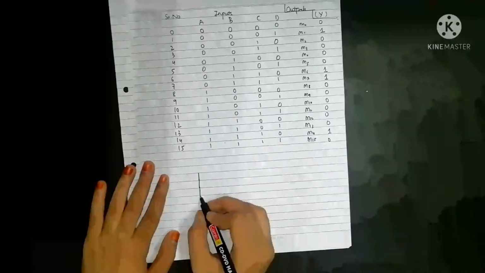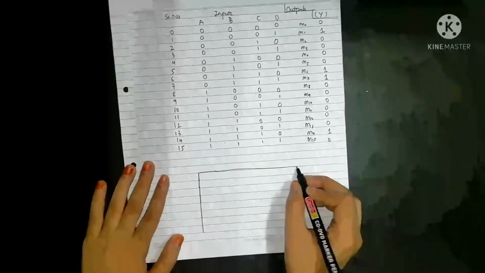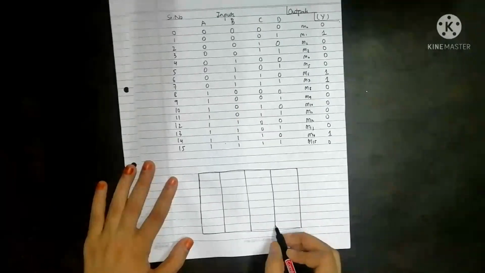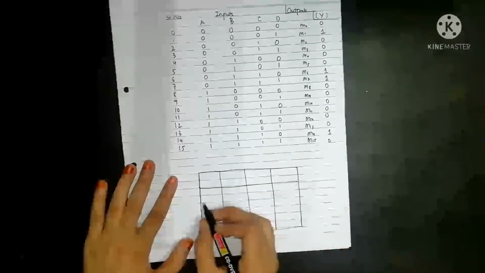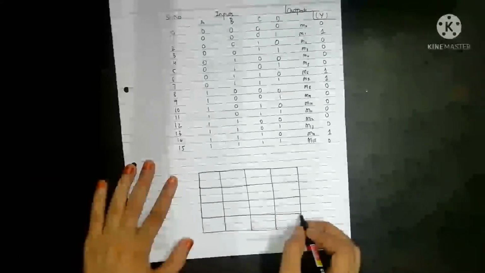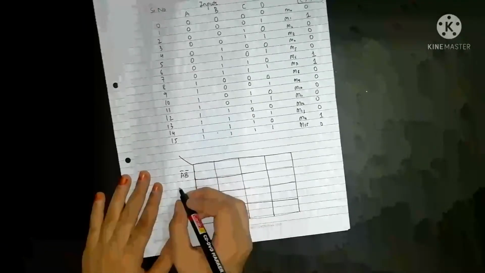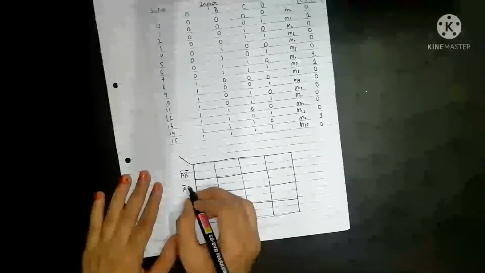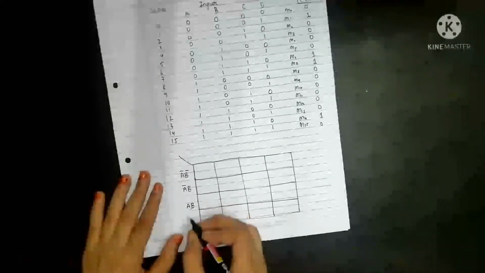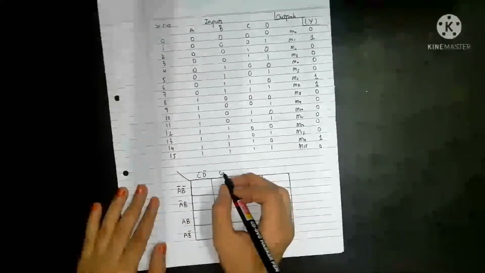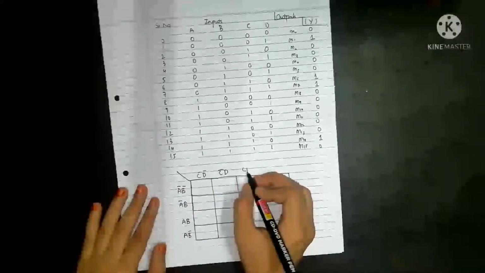Now show this on the K-map. Divide into 4 columns and 4 rows. Here I have A bar B bar, A bar B, A B, A B bar, and C bar D bar, C bar D, C D, C D bar.